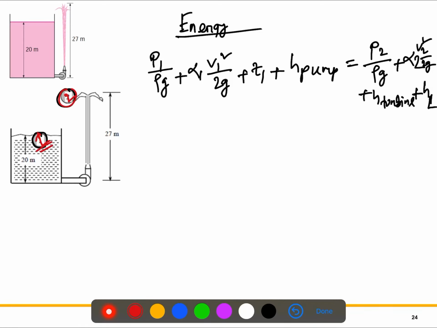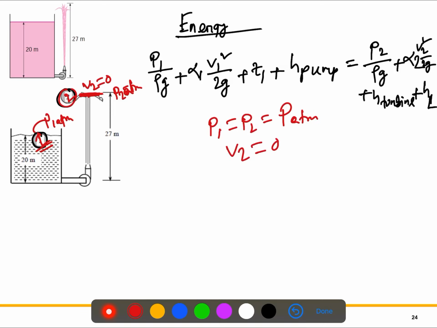This point 1 is actually the free surface of the water tank. Right, this is the free surface of the water tank, and point 2 is the top of this water jet. That means the water trajectory. Initially we have the velocity of the water, but at this point the water velocity V2 is 0, and as it is open to the atmosphere, we can say P2 is the atmospheric pressure. Here P1 is also the atmospheric pressure. So P2 is actually the atmospheric pressure, and the velocity of the water at the top, point 2, is also 0.